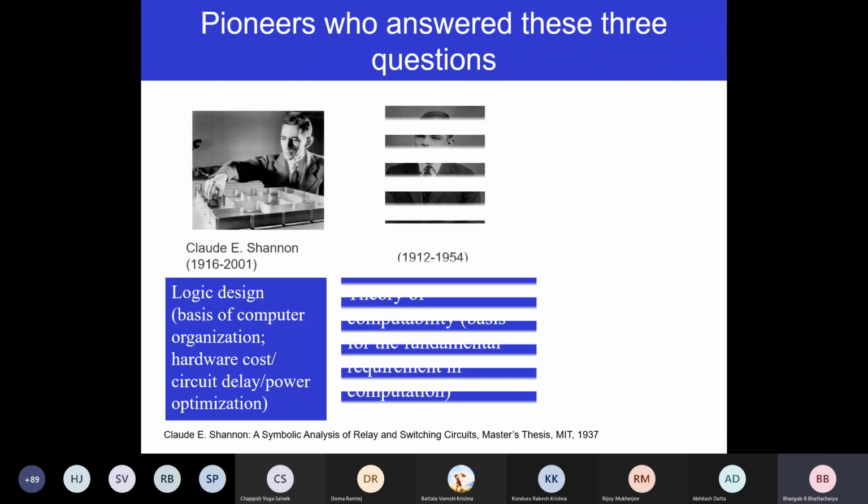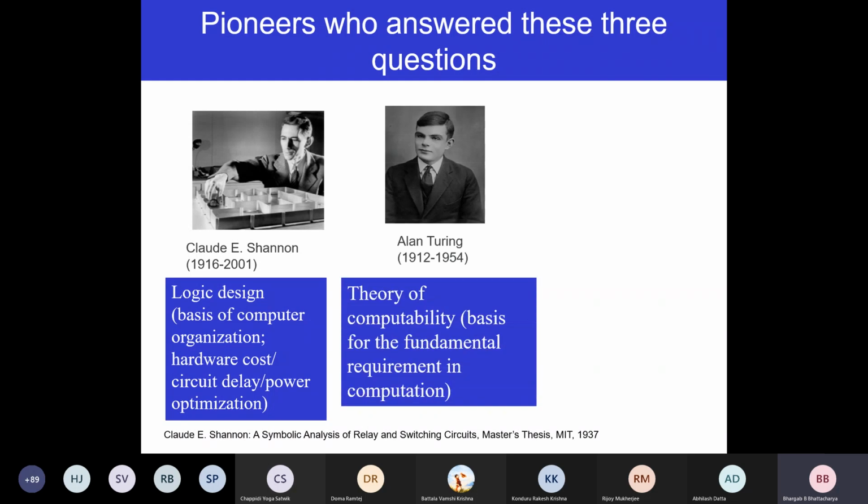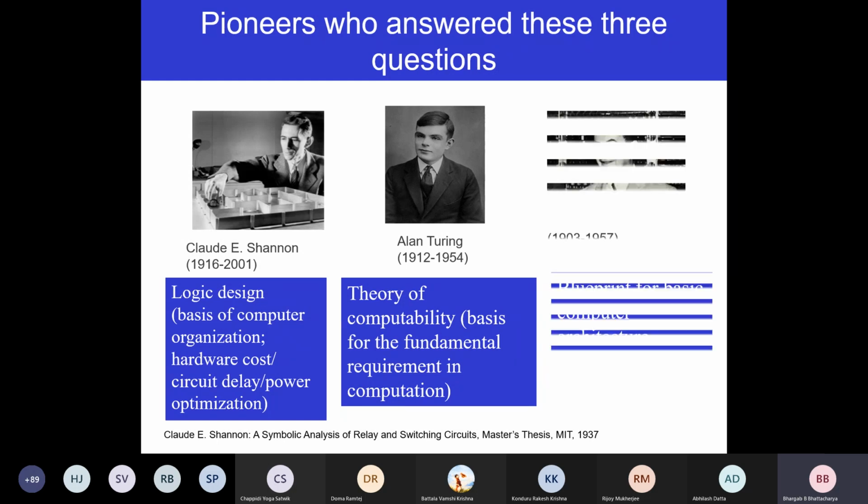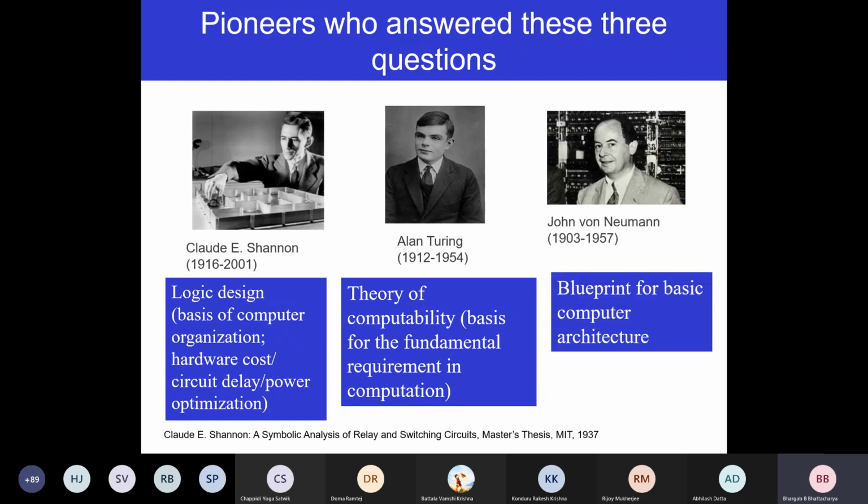And the second question, the issue of computability, was answered by Alan Turing, who introduced what is known as the theory of computability, that provides the basis for the fundamental requirement in computation. And the third question concerning the structure or the architecture of the machine was answered by John von Neumann. And you have heard about von Neumann architecture. We will discuss that. He introduced what is known as the blueprint of basic computer architecture.